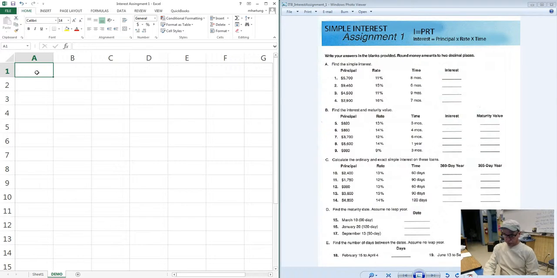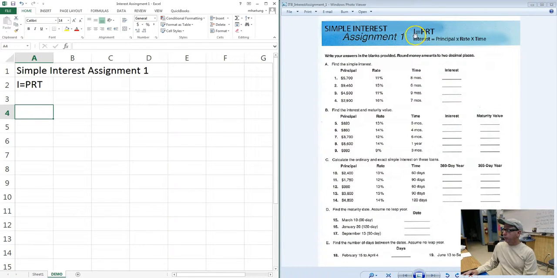And then the first step in your new worksheet will be to go ahead and we'll title that Simple Interest Assignment 1. And then let's go ahead and put in the formula for simple interest just for practice. I equals PRT, and we'll talk about that. Got that right here. I equals PRT. So simple interest is calculated by using this formula.